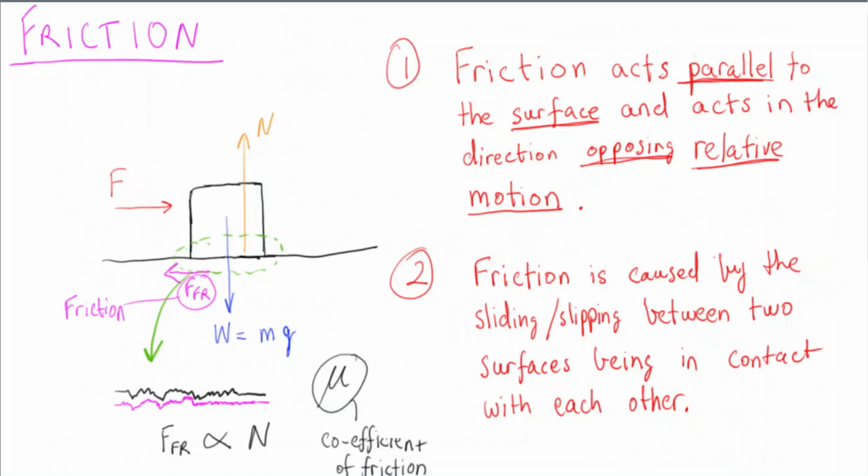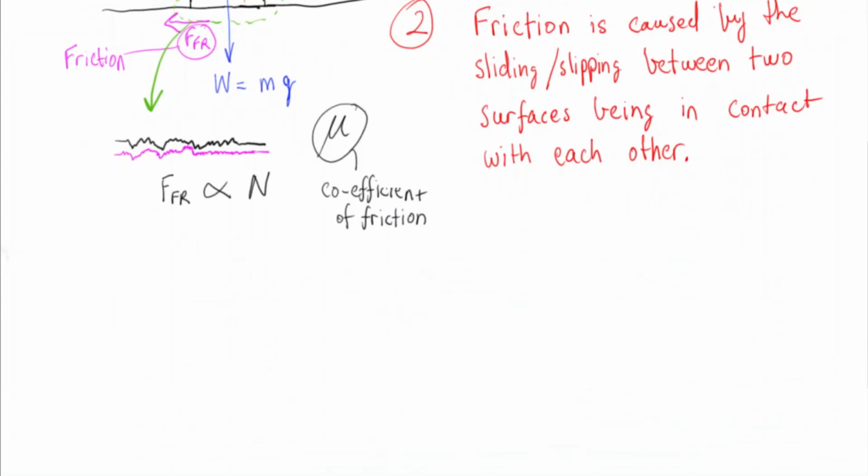Taking both the normal force and the coefficient of friction into consideration, we can come up with an equation for frictional force. And that equation ends up becoming F of Fr, which is our frictional force, is equal to mu, which is our coefficient of friction, multiplied by our normal force. Now, friction can be broken down further into two types, being static friction and kinetic friction.